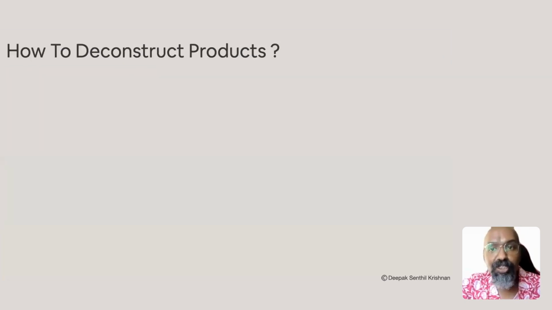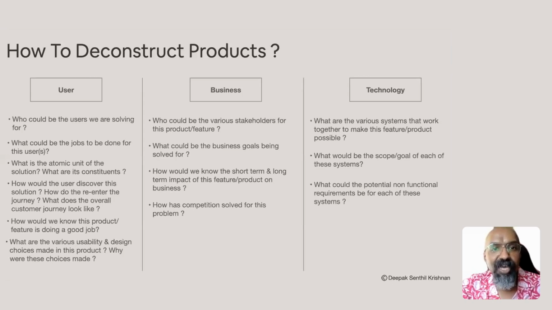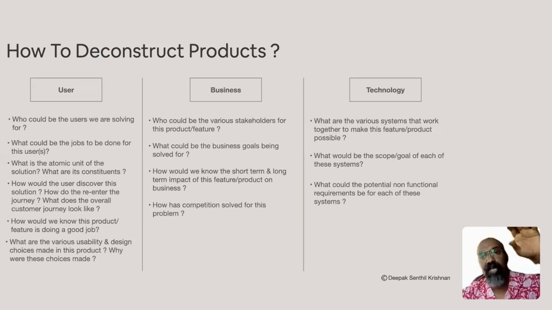Now, let's get into the meat of it, which is how are we going to deconstruct products? Typically, the way we go about deconstructing products, right? If you recall, there are three essential pillars: users, business, and technology. And these are a set of standard opening questions. You can take a screenshot if you'd like so that you can use it going forward when you want to go about deconstructing products. But these are probably the most important opening set of questions. There are many more questions, as you see, we will start asking as we start deconstructing.